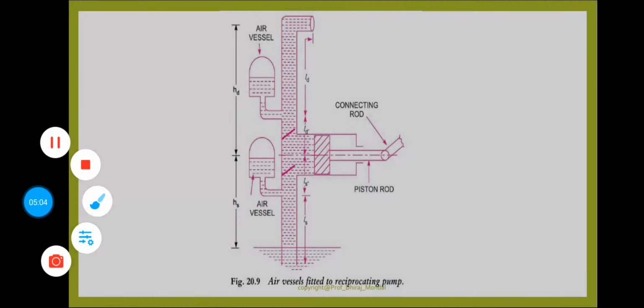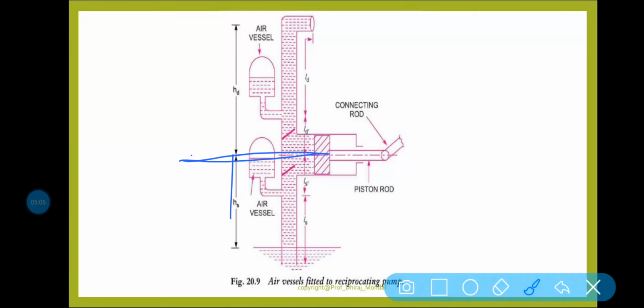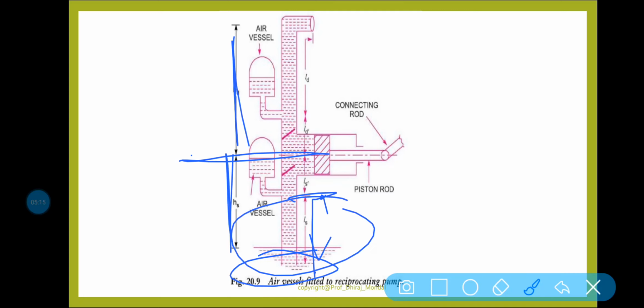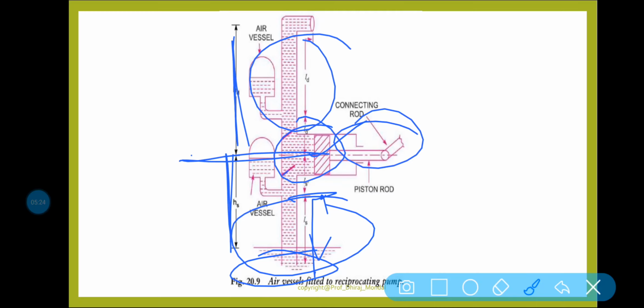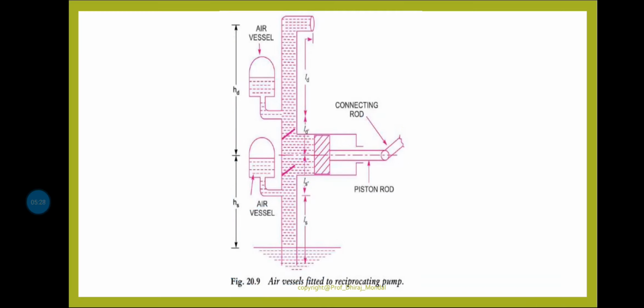In this diagram, up to this much, this is your suction head, this is your sump, this is your delivery head, and this one up to this much is your LS, that is your length of the suction pipe. This is your length of the delivery pipe. This is your connecting rod, piston, cylinder, valve, your suction valve, delivery valve. Okay, so I think it is clear.